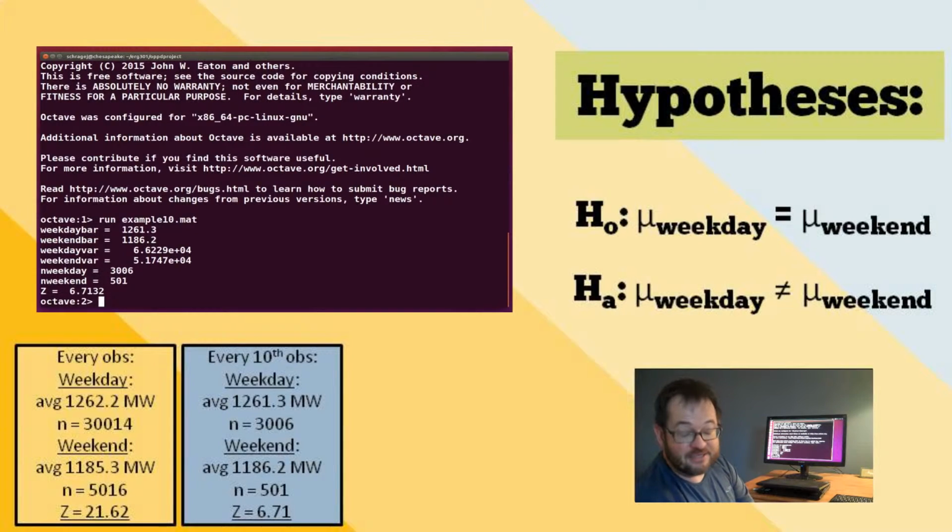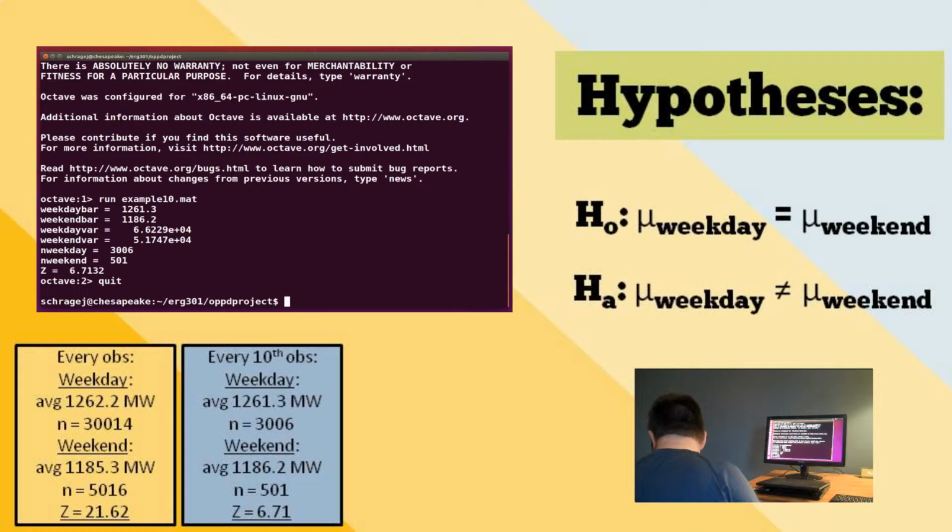It's still statistically significant at the 99% level. It's probably statistically significant at the 99.9% level, meaning there's only a 1/10% chance that we may be rejecting the null hypothesis incorrectly. Overall, this is still a really amazingly high value of z. Why? Because these samples are still pretty big. We still have 3,000 observations of the electrical load on the grid on weekdays, and about 500 observations on the weekends.